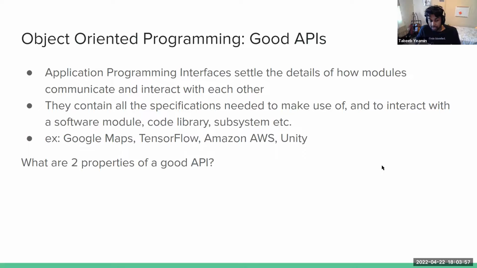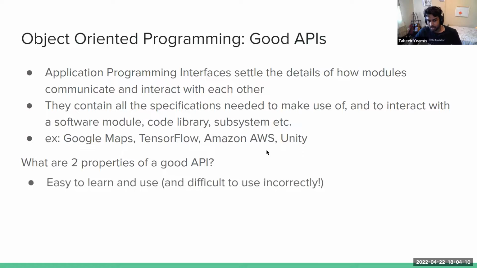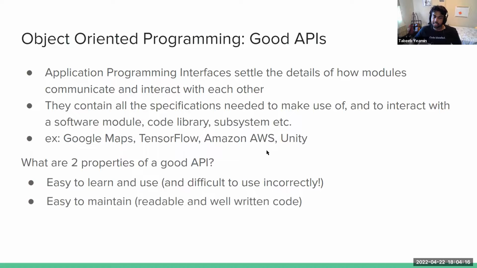A question in this test was, what are 2 properties of a good API? If you remember from looking at the notes, good APIs are easy to learn and use, and they're also difficult to use incorrectly. They're easy to maintain, so they're readable and have well-written code, and they're easy to extend and improve. There are also some other benefits if you look into the notes. Those are just some. It only asks for 2. Okay.